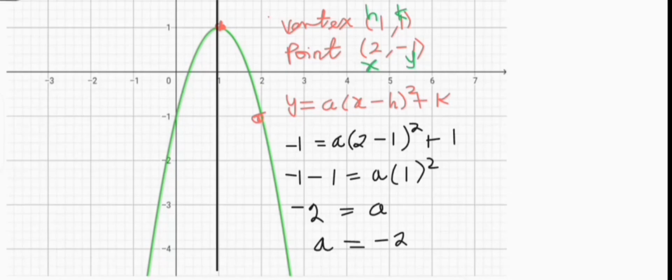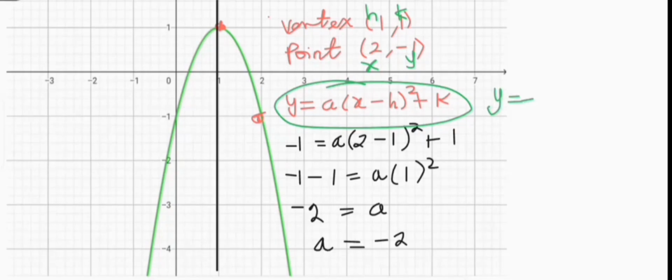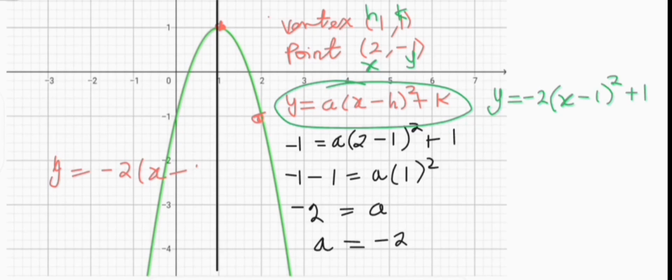Plugging these values, especially the vertex and a, into the vertex form, the equation of the parabola here is y equals negative 2 times x minus 1 squared plus 1. That is, the equation is y, or f of x, equals negative 2 times (x - 1)^2 + 1.